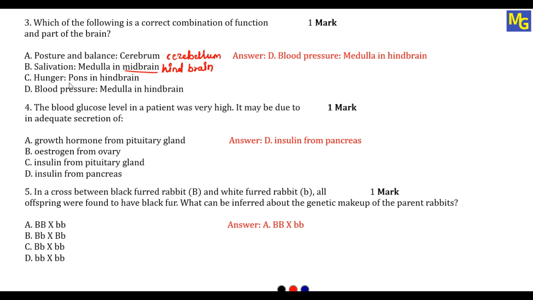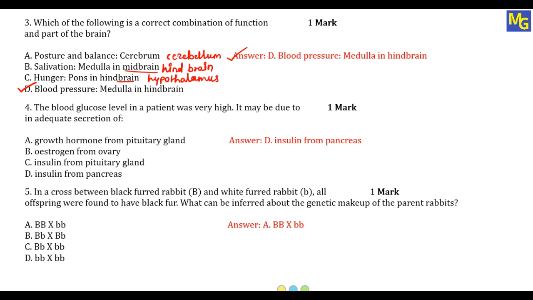Hunger is said to be a function of pons in hindbrain, but it is not pons, it is the hypothalamus. Therefore these three options are wrong, and the correct option is blood pressure, which is the function of medulla in hindbrain. Write down the answer D, blood pressure, medulla in hindbrain. Now we'll see question number 4.